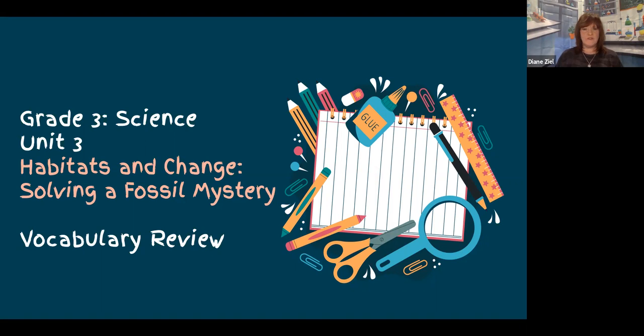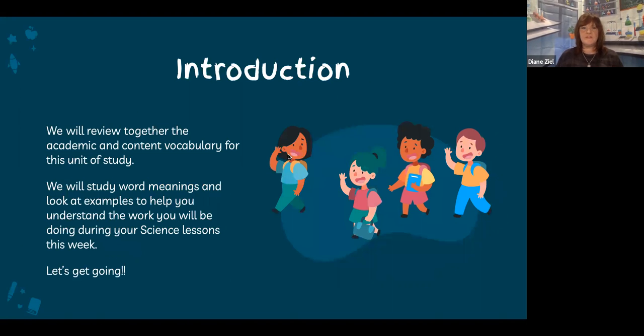Today, we are going to review some of the vocabulary words to help you make sense of the lessons you will work on in science this week. We will review together the academic and content vocabulary for this unit of study. We will study word meanings and look at examples to help you understand the work you will be doing during your science lessons this week. So let's get going.